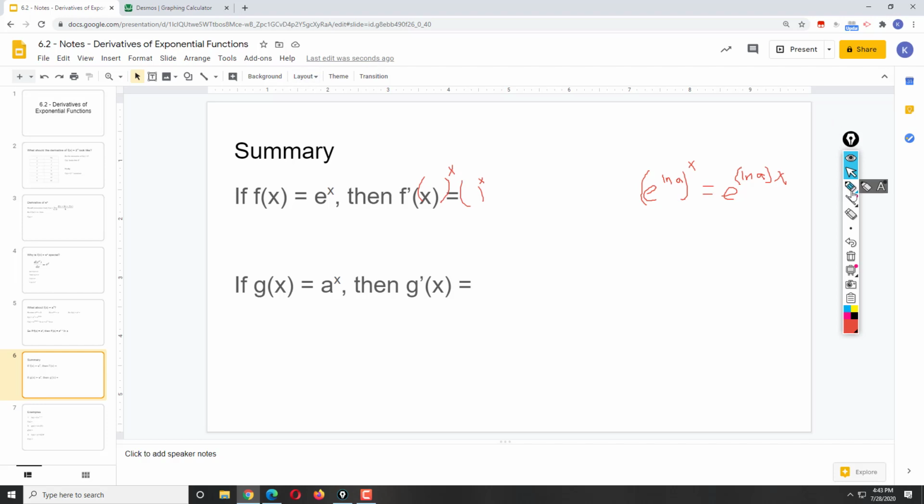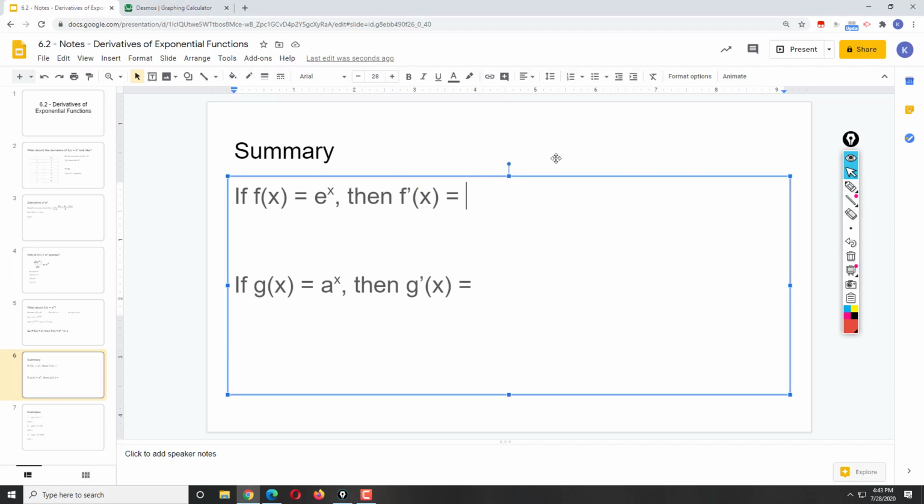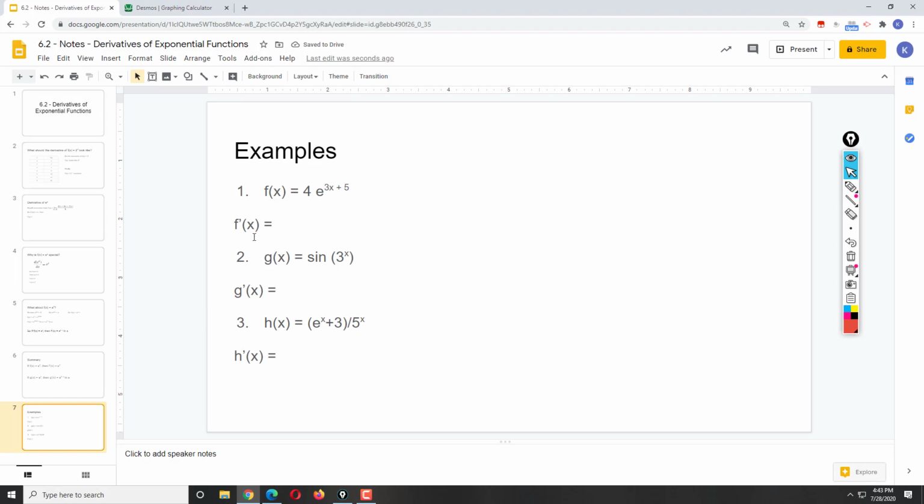So to summarize, what did we learn? We learned that if f of x is e to the x, f prime of x is also e to the x. If g of x is a to the x, a is any number, then g prime of x is a to the x times ln a. Okay. Let's look at some examples.